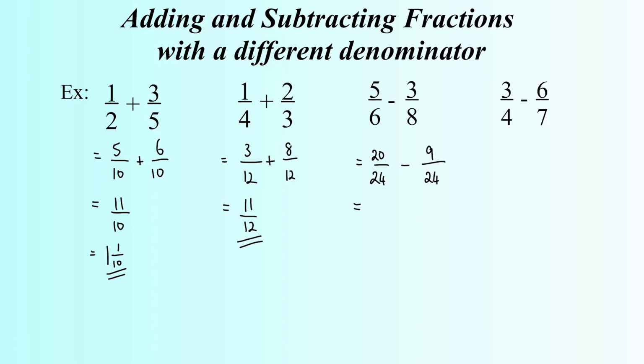This time, however, we're subtracting. So we've got fractions out of 24. So 20 take away 9 is 11. So we get 11 out of 24. Again, 11 is a prime number, so that's not going to simplify anymore. And it's a proper fraction, so we're okay there.